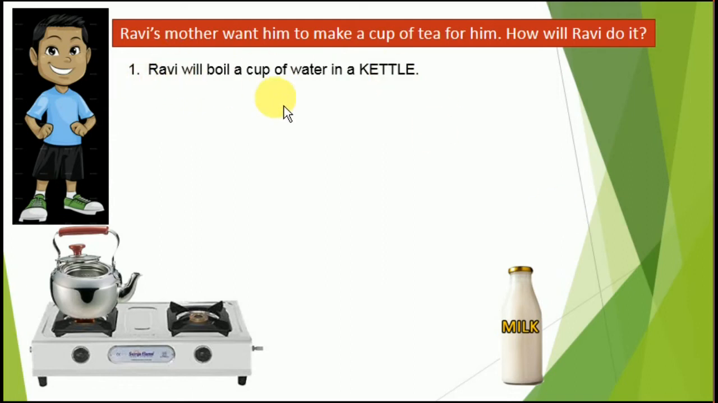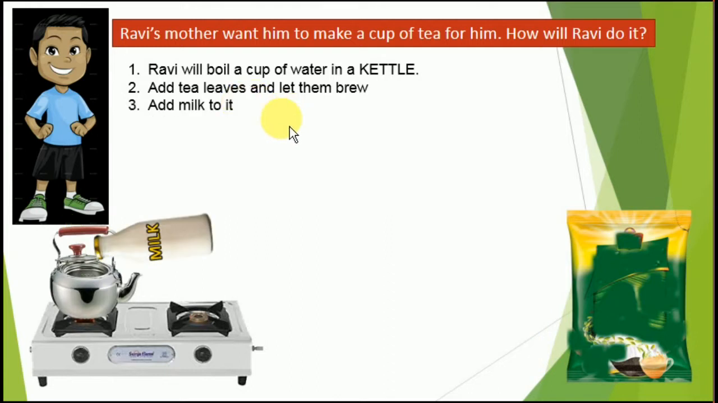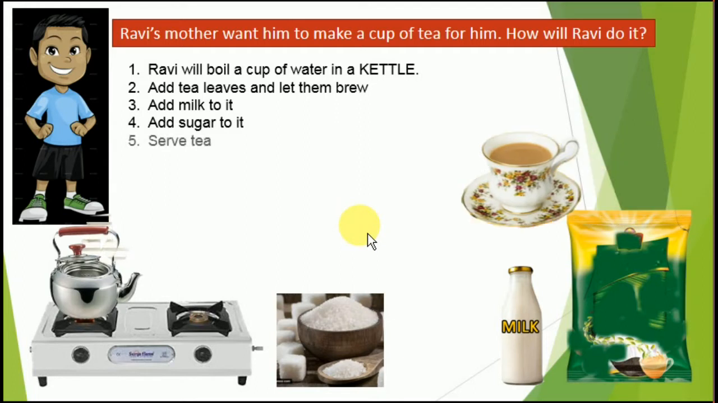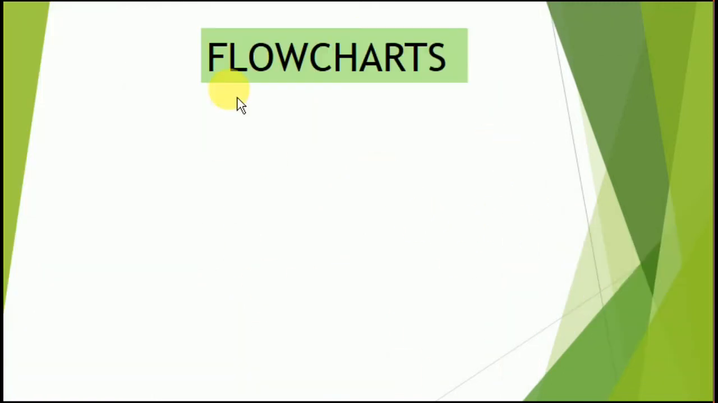What is the next part? Second, add tea leaves and let them brew. We put the tea leaves. Next step is add milk to it, add sugar, serve the tea. So these are the sequences 1, 2, 3, 4, 5, and that is the thing that we call an algorithm. We move to the flowchart.